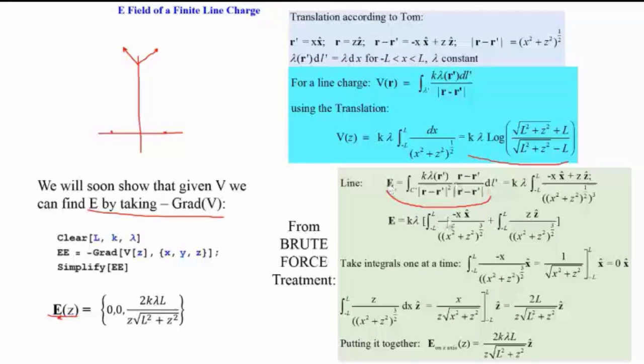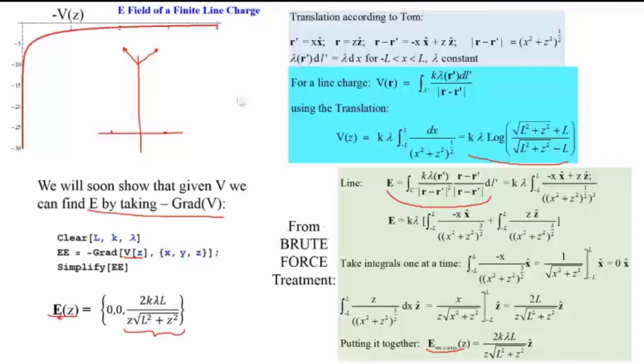Well, we did that problem, and so when we finished we had E on the z-axis, and again remember this only holds because of symmetry, and it only holds on the z-axis, and this is what we got here. You can see that it's the same. This is the z component and they're exactly the same. So brute force, or coming at it from the potential where we derive the potential, we get the same E field as we do if we do it brute force.